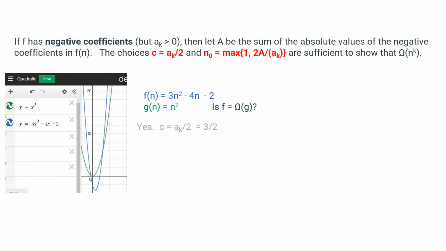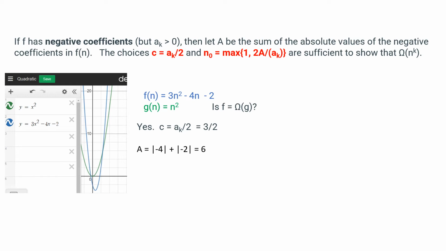Okay, so let's go through this example here. Well, sorry, I see here I'm finding C first, and C is the easiest one. So let's go ahead and find C. C is that leading coefficient divided by 2. So in this case, C is 3/2.